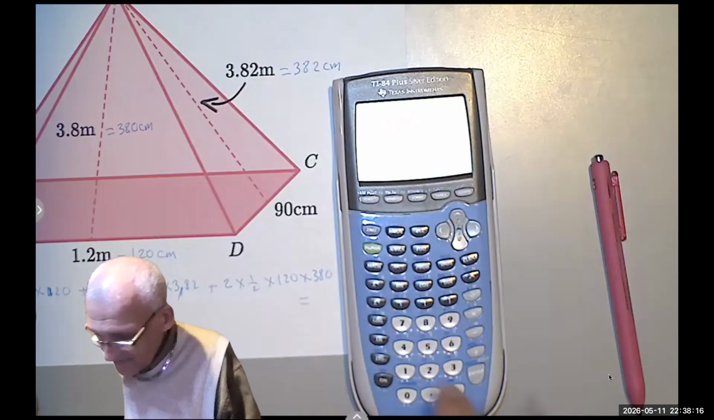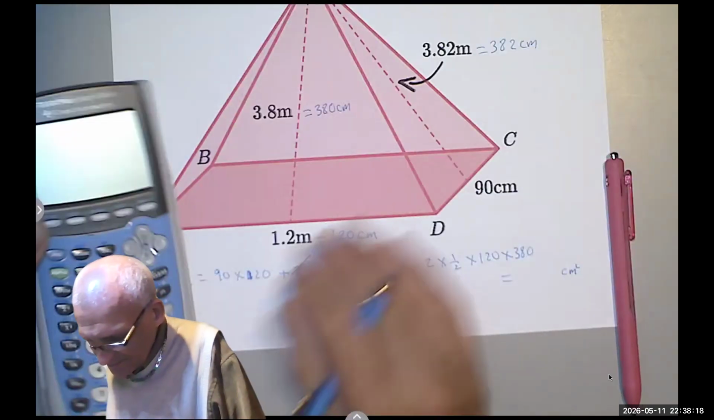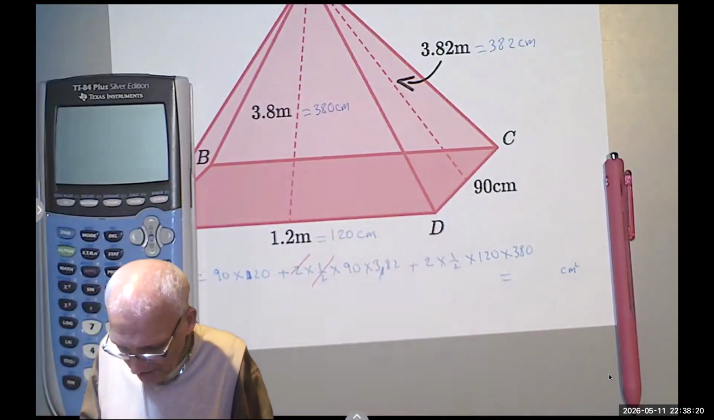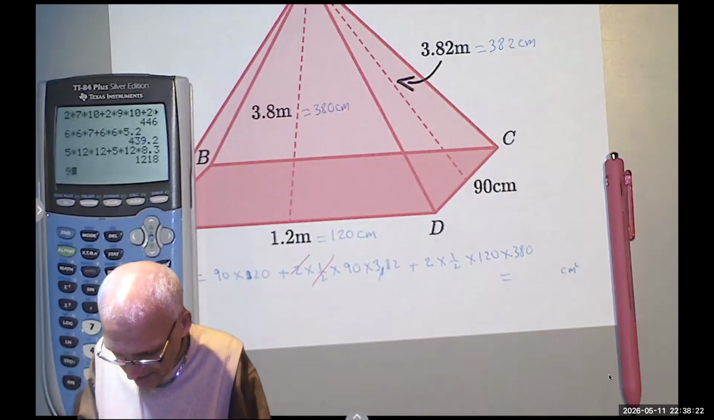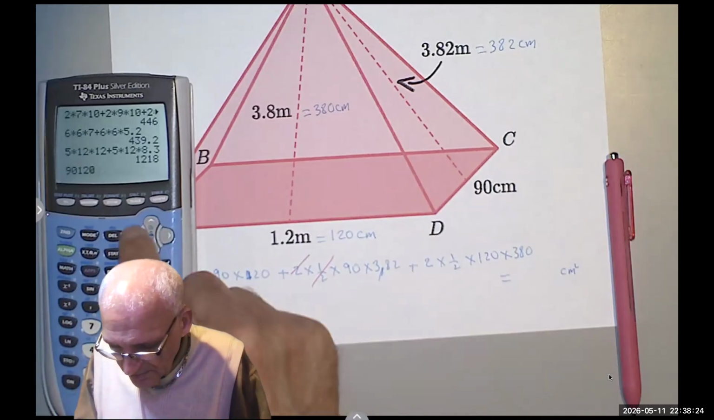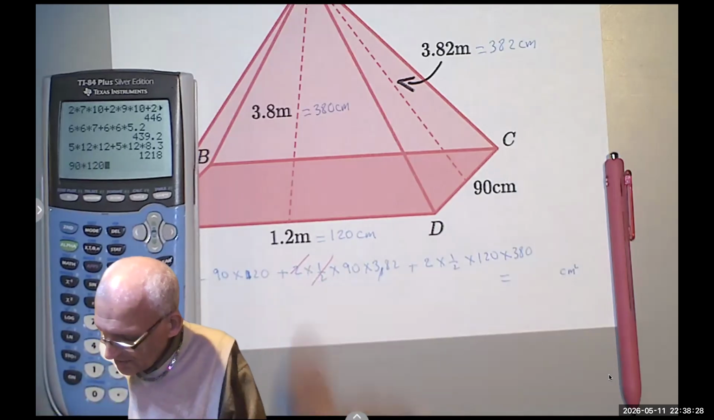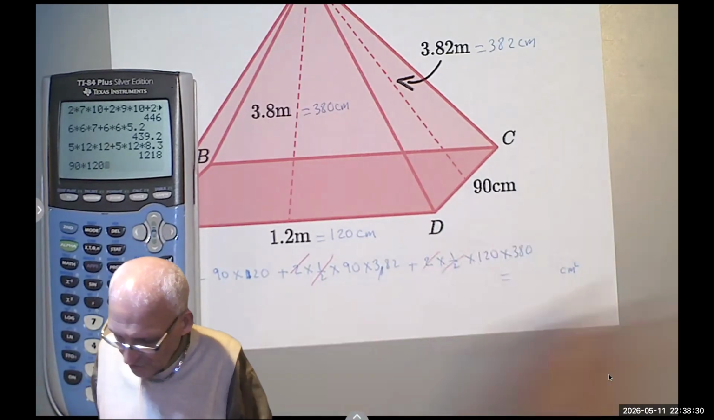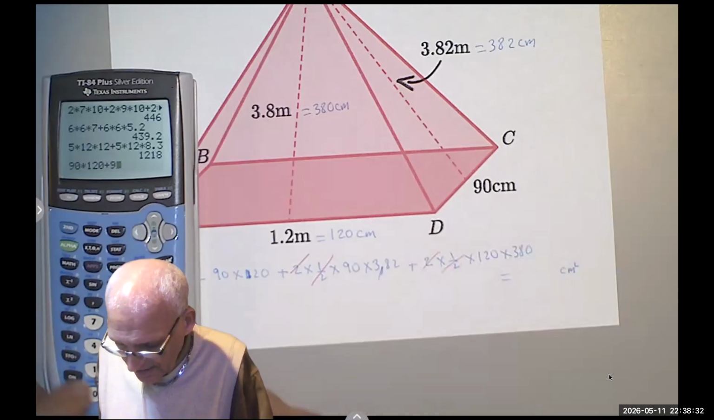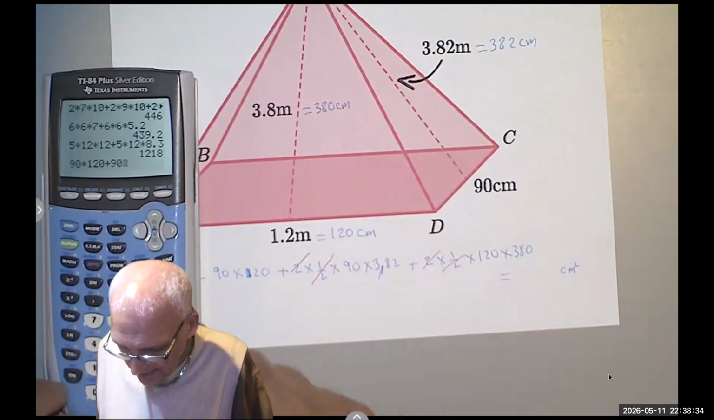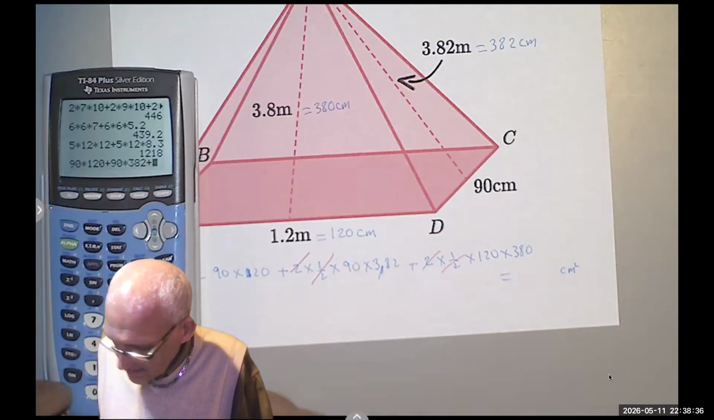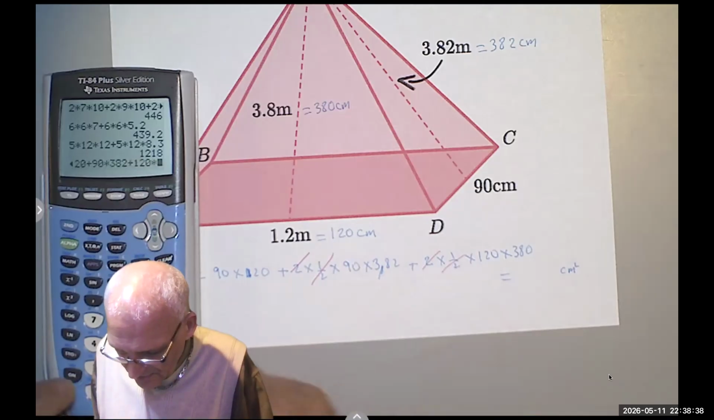Okay, so I have 90 times 120, which is 10,800. Oops, times 120. Plus, notice the 2 and the 1/2 cancel. So all what I have to do is to say plus 90 times 382 plus 120 times 380.